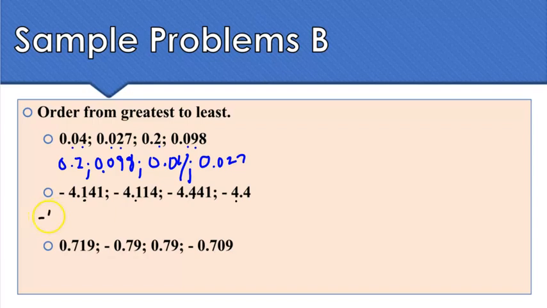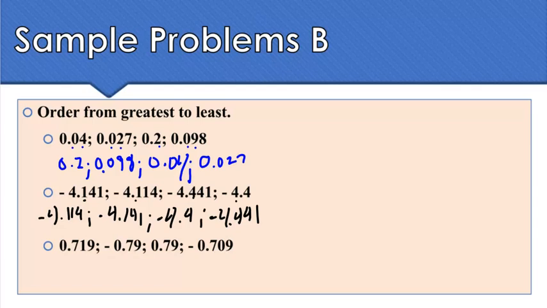So that one's going to be our biggest number. I'm going to write that down: negative 4.114. Next would come the negative 4.141. Then we have two numbers left. We have negative 4.441 and negative 4.4, and it's really 4.400. So the one closer to 0 or further to the right would be the negative 4.4. That means our smallest number would be negative 4.441.